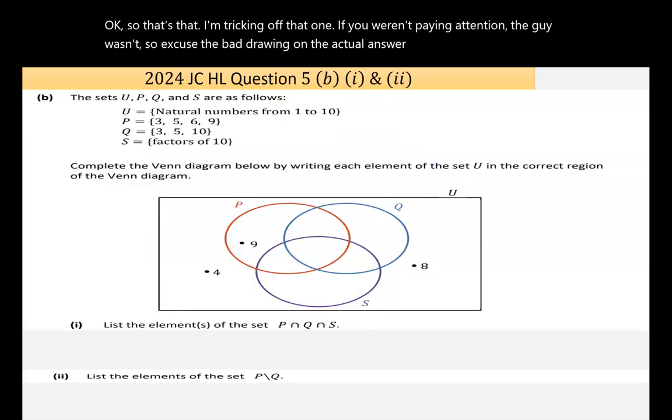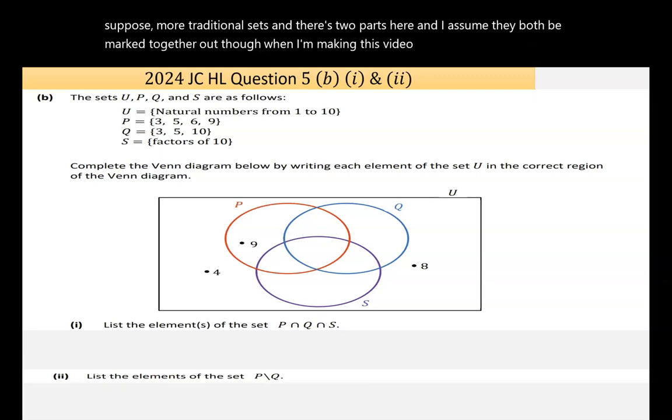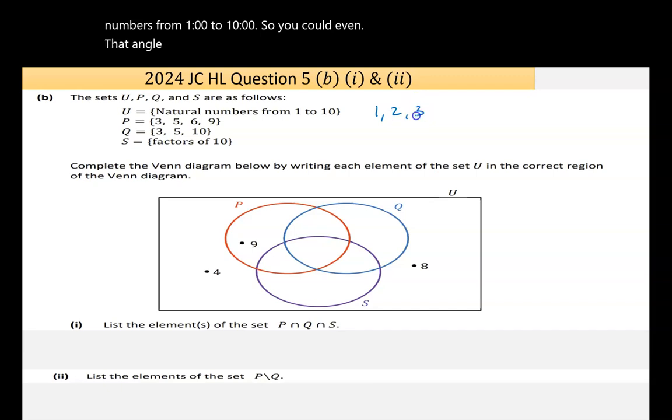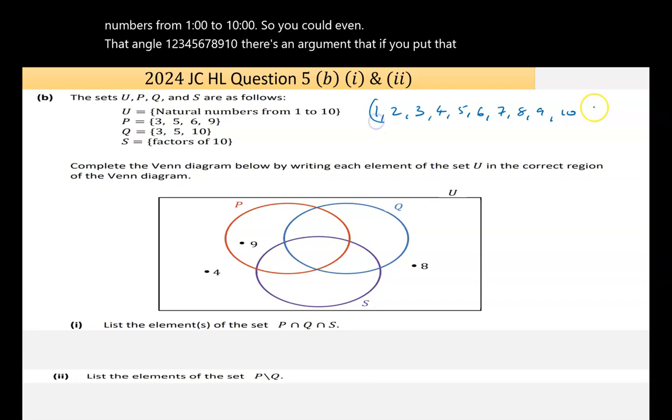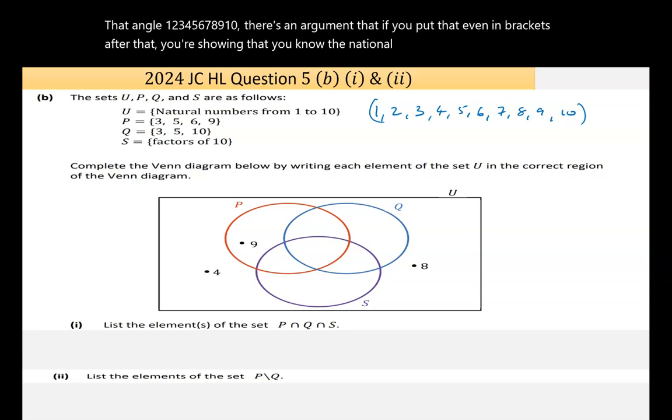Now part B gets into, I suppose, more traditional sets, and there's two parts here, and I assume they'll both be marked together, although when I'm making this video I don't have access to the marking scheme. So it says the sets U, P, Q, and S are as follows. So U is all the natural numbers from 1 to 10. So you could even start that and go 1, 2, 3, 4, 5, 6, 7, 8, 9, 10. There's an argument that if you put that even in brackets after, that you're showing that you know the natural numbers and might qualify for an attempt.